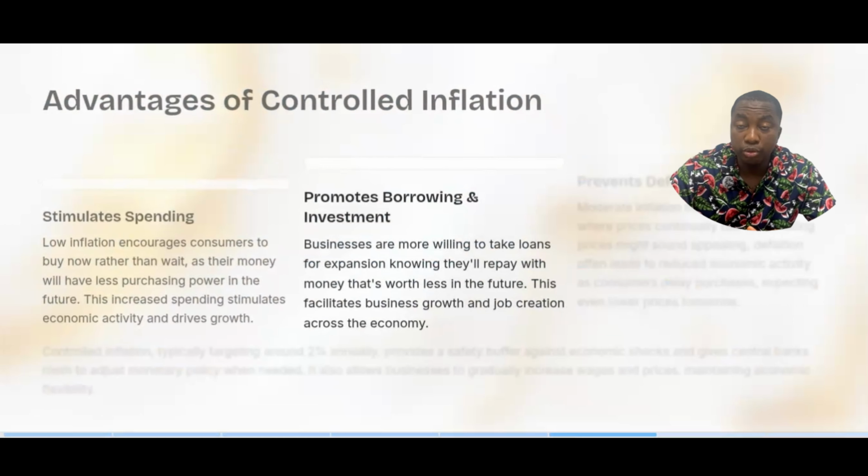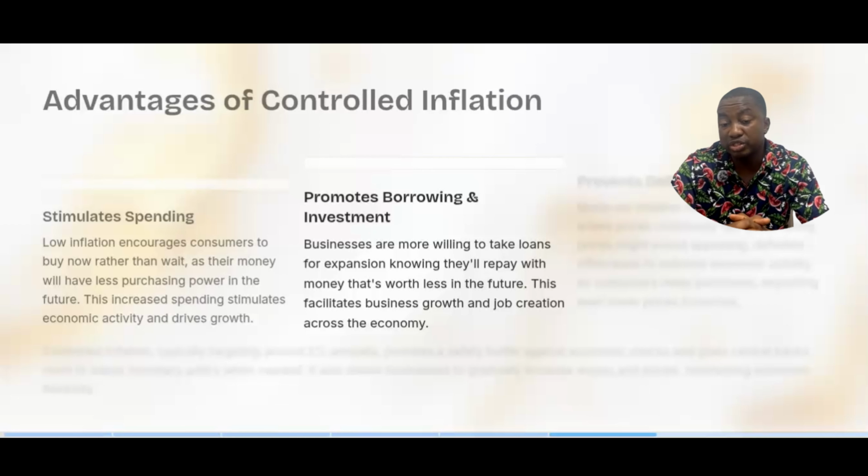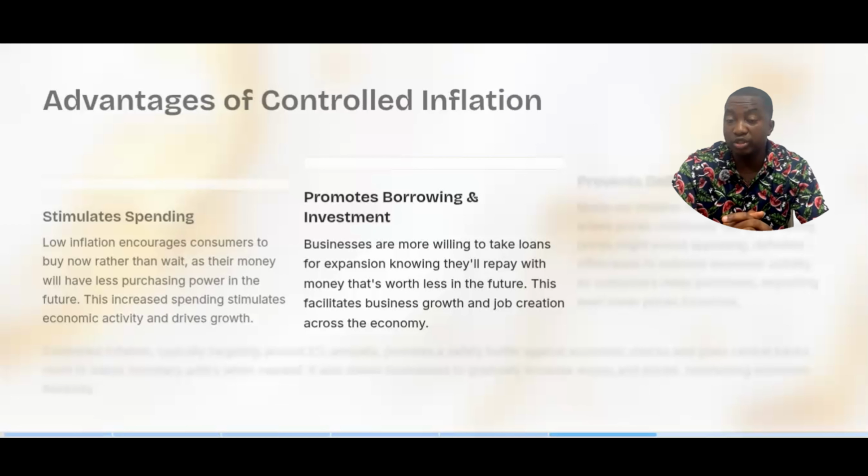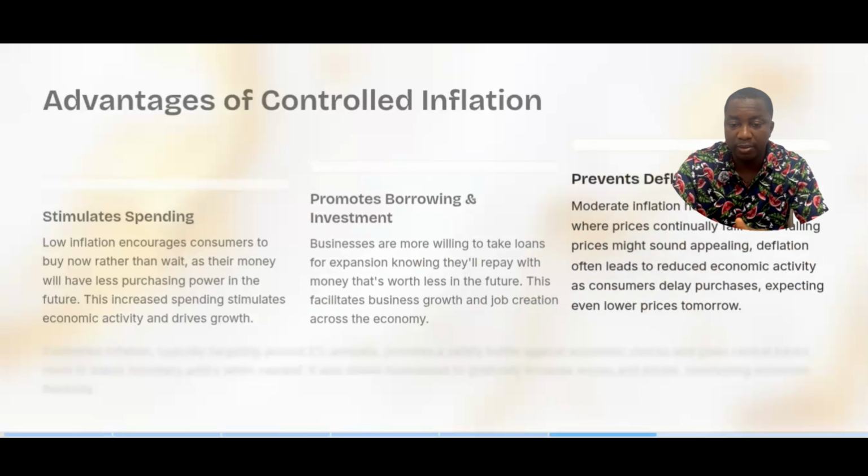It also promotes borrowing and investment. Businesses are more willing to take on loans in order to expand their business, knowing that they will repay with money in the future that is lesser in value than what they actually borrowed. This facilitates business growth and job creation across the economy.